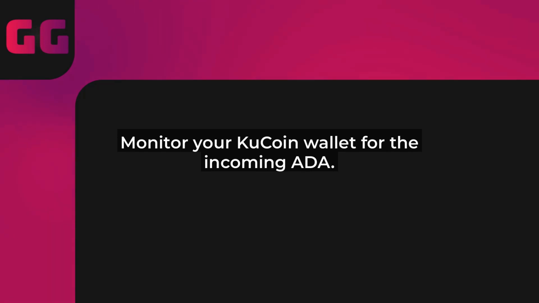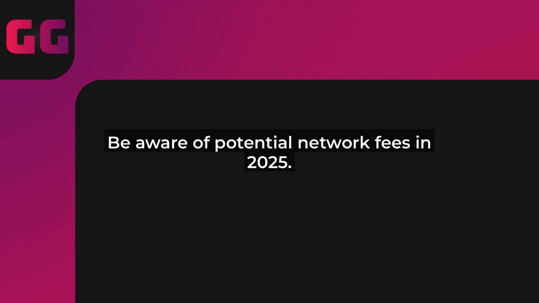You'll get a confirmation email or notification. Now, switch to KuCoin and check your wallet. Your ADA should show up in a few minutes to an hour, depending on network congestion. And there you have it. You've successfully transferred your Cardano from Kraken to KuCoin.